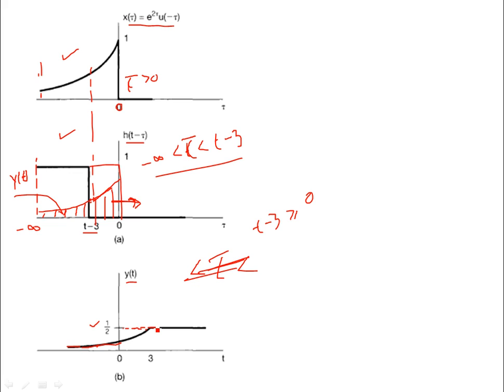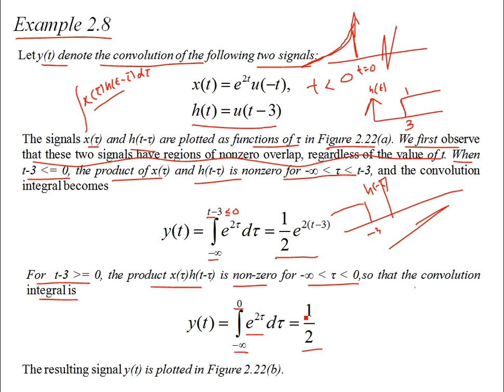Okay, so basically you will just be integrating the exponential with the shifted version of the impulse response, and first the area grows. Okay, and then asymptotically the output, which is again the area under the curve, x(τ)h(t−τ), that area becomes constant. Okay, which can be seen over here. So this is half. Okay. That's all.